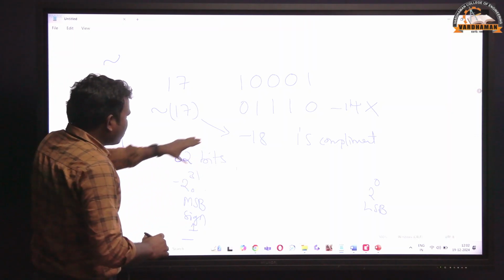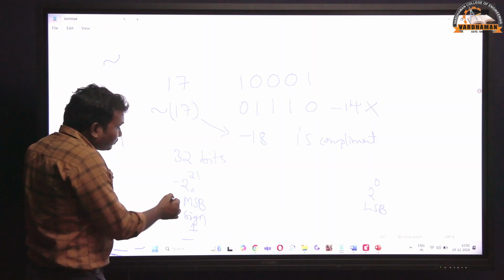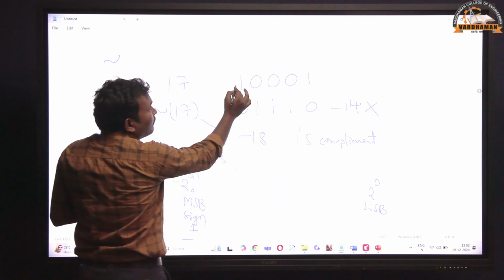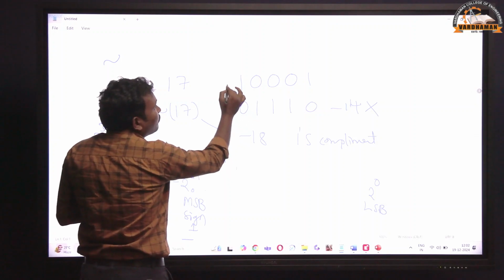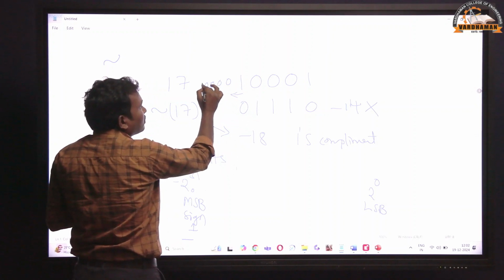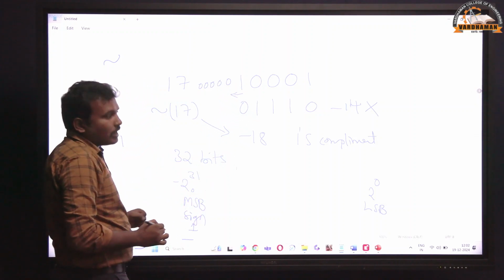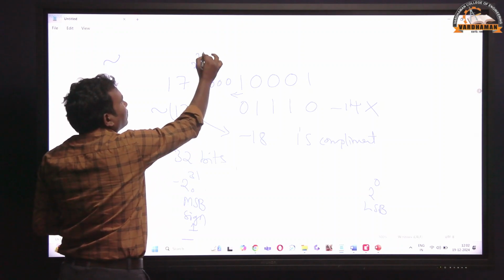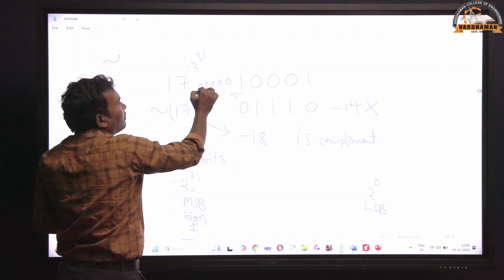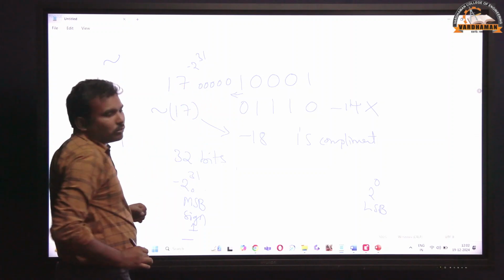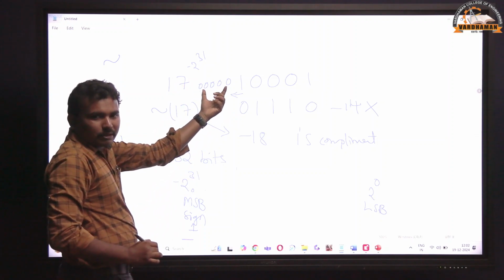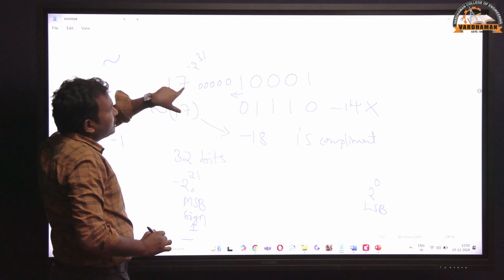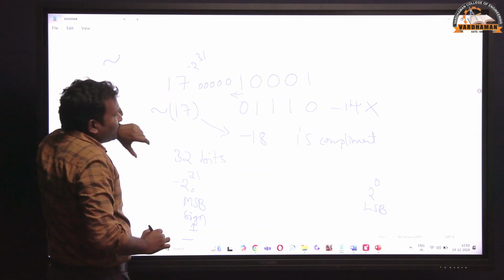Okay, now coming to our discussion. 17 is a positive value. So on the left side of this we have all zeros, including this MSB bit also. Assume that this is my minus 2 power 31 bit. So this is also 0. Of course, we have more zeros in between, but assume that this is minus 2 power 31, and 17 is a positive number, so we have 0.